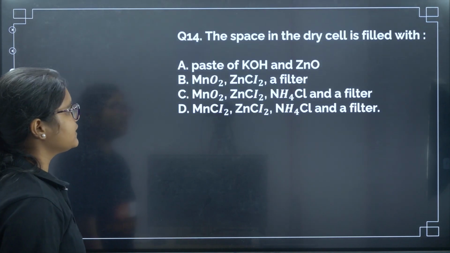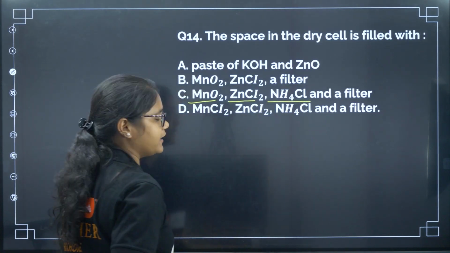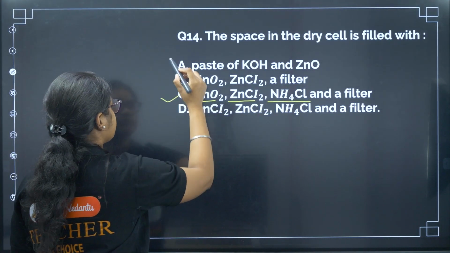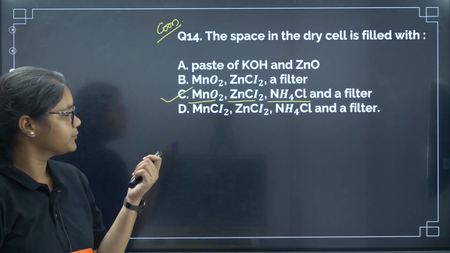Next, the space in the dry cell is filled with? So dry cell is filled with MnO2, ZnCl2 and NH4Cl. So the correct answer for this question is option number C. So this question is from your commercial batteries.